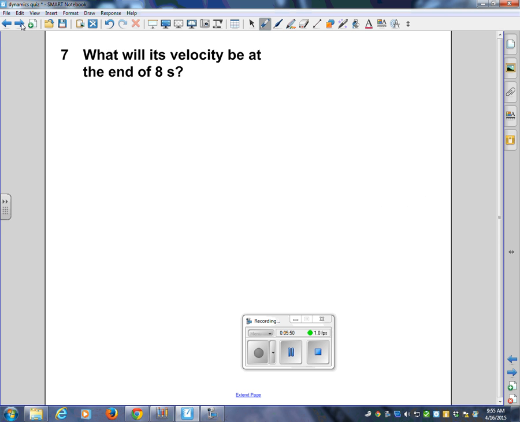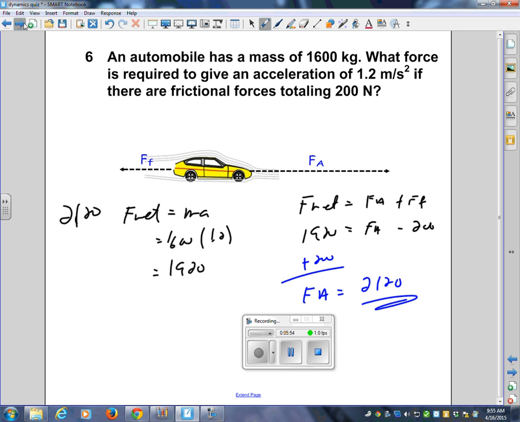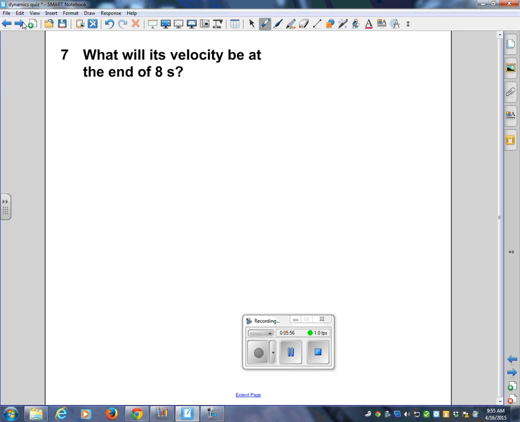What will its velocity be at the end of 8 seconds? What's the acceleration? 1.2. Acceleration is 1.2. A equals delta V over delta T. 1.2 equals delta V over 8. So the change in velocity is 1.2 times 8, which I think is 9.6? Or 10? 9.6?